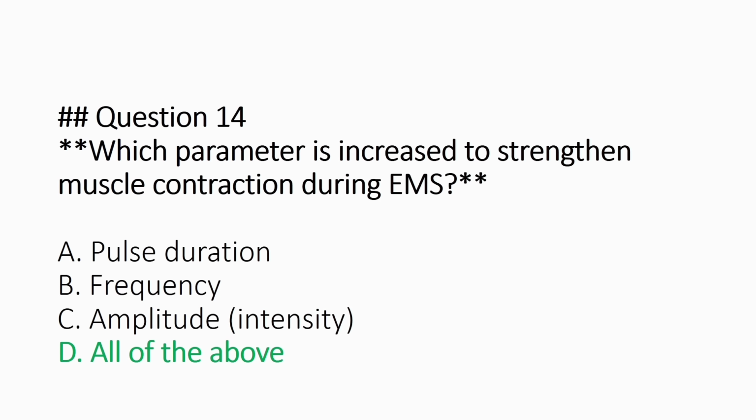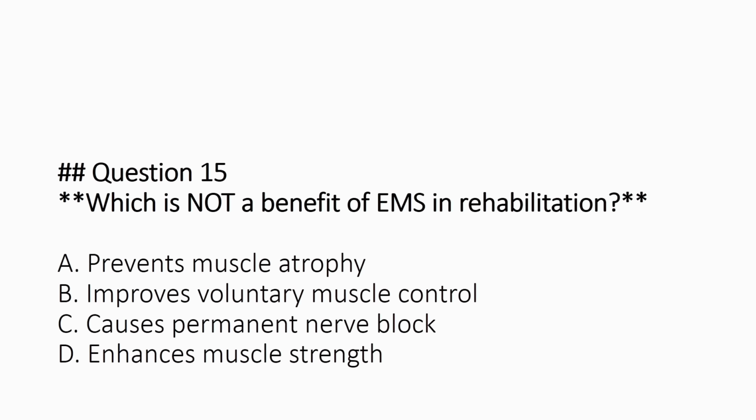Now let's move to question number 15. Which is not a benefit of EMS in rehabilitation? Option A, prevents muscle atrophy. Option B, improves voluntary muscle control. Option C, causes permanent nerve block. Option D, enhances muscle strength. And the answer is option C, causes permanent nerve block.